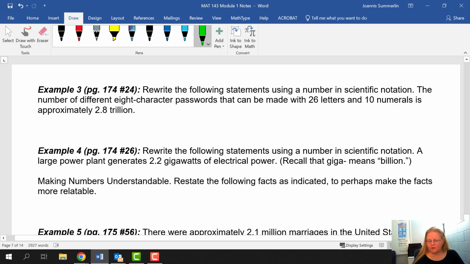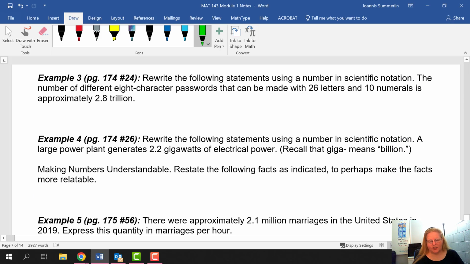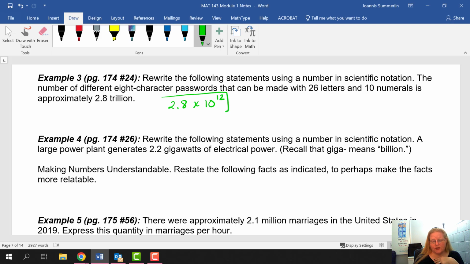Rewrite the following statements using a number in scientific notation. The number of different 8-character passwords that can be made with 26 letters and 10 numerals is approximately 2.8 trillion. 2.8 is already written for our first number. Trillion, we already know, is 10 to the 12th. So that would be our scientific notation.